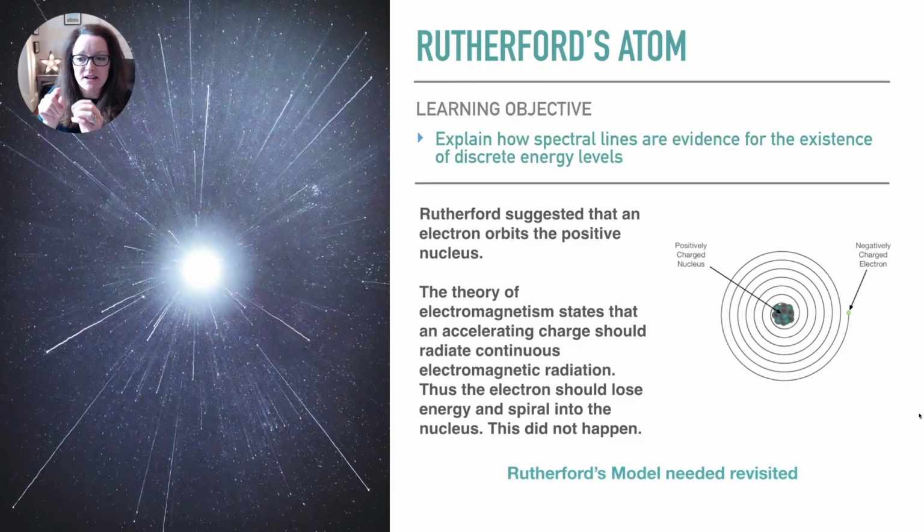So what we expect under Rutherford's atom is that the negatively charged electron would accelerate in a spiral into the positive nucleus. By doing so, that charge is accelerating because it's changing direction. Therefore, if this electron continuously changes direction towards the center of the nucleus, it should give out a continuous amount of electromagnetic radiation. And it wasn't doing that. So Rutherford's model needed revisiting.